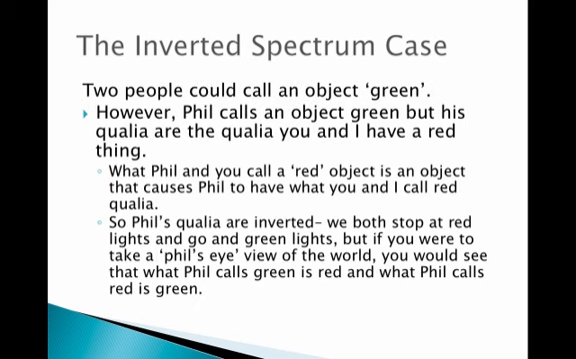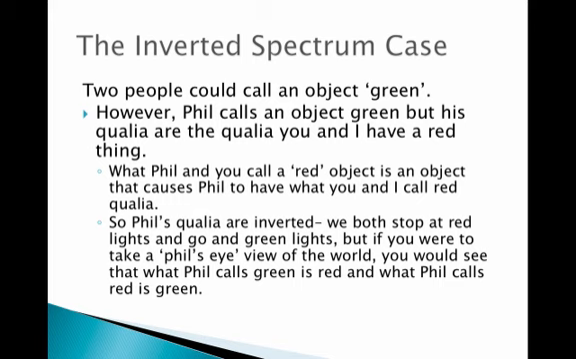Well, two people can call an object green. However, there's this guy Phil, and when he calls an object green, his qualia are the qualia you and I have when we see red things. All right, so we could both be staring at a tree with green leaves, but the leaves will look red to him. But he's been taught to associate the word green with what would appear red to us.